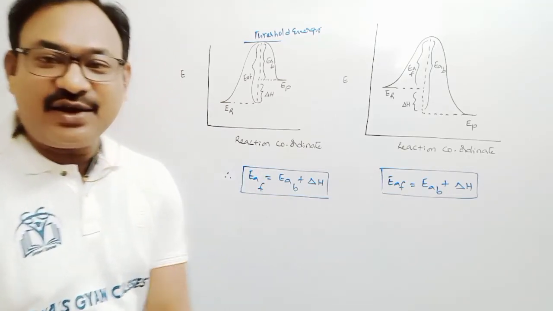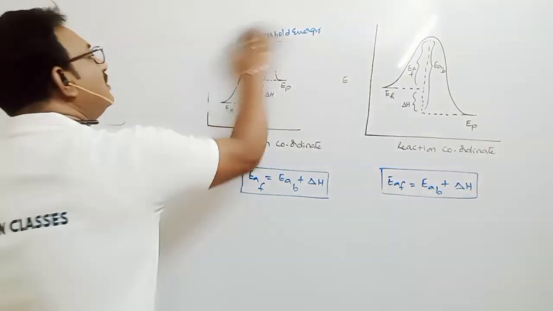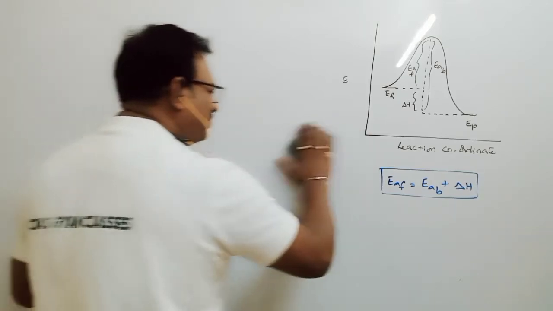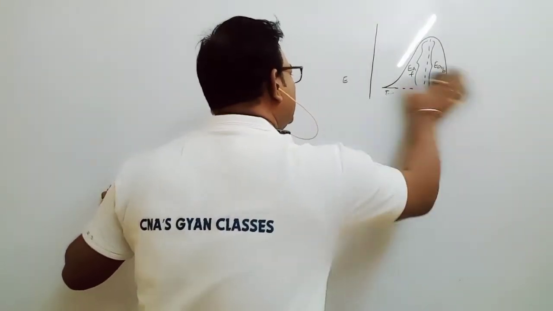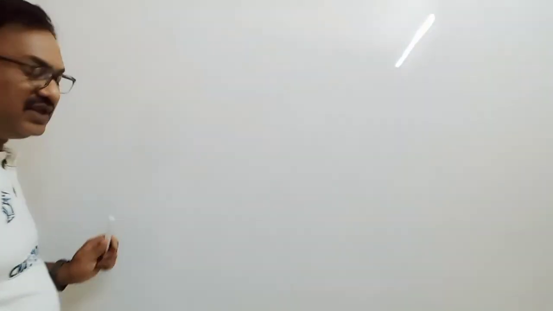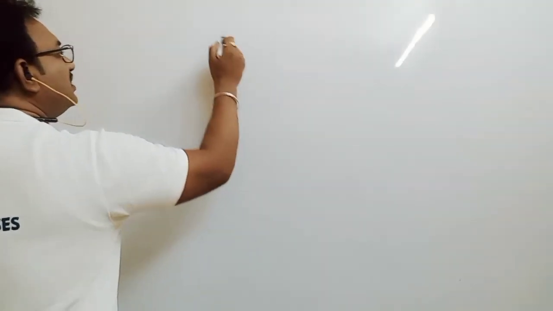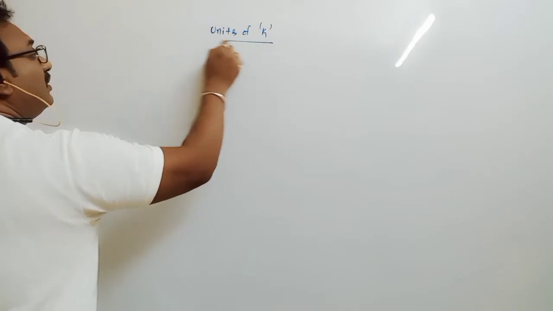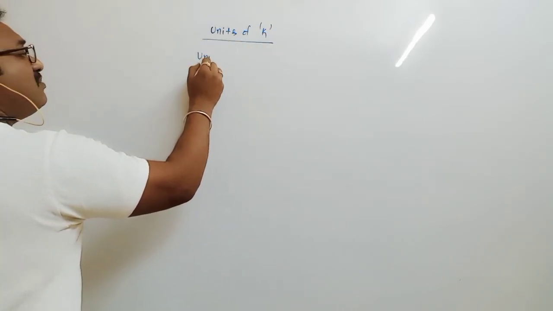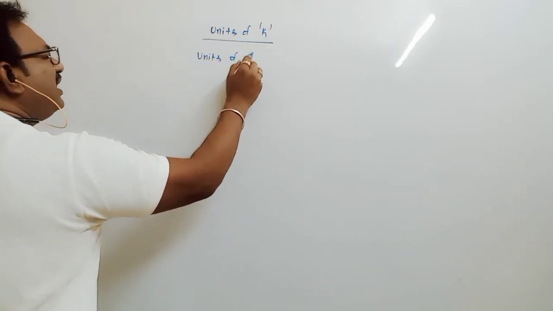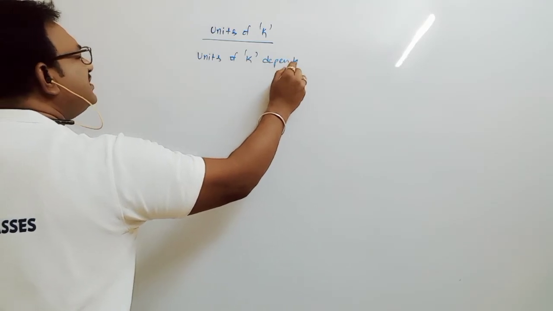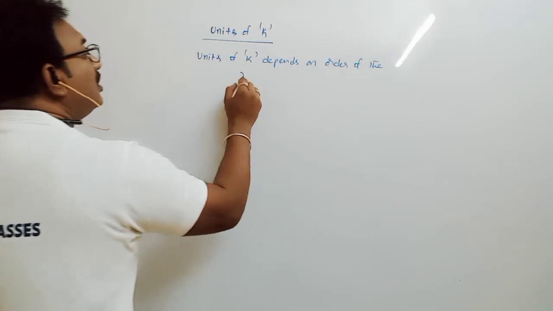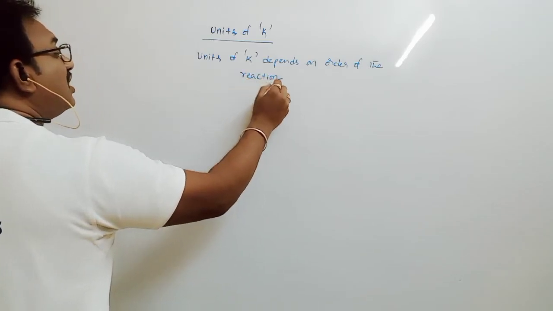Now, units of rate constant. This is the last topic for today's class, right? So units of rate constant. How do you describe the units of rate constant? Units of K. See, remember, units of K depend on the order of the reaction. Units of K depend on the order of reaction.